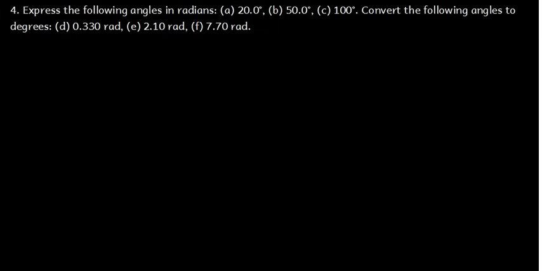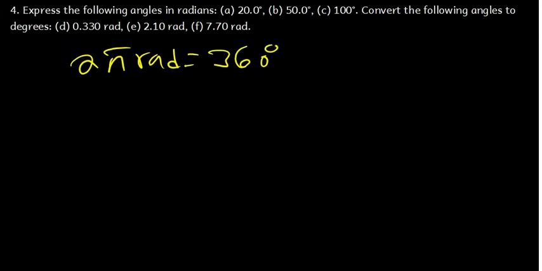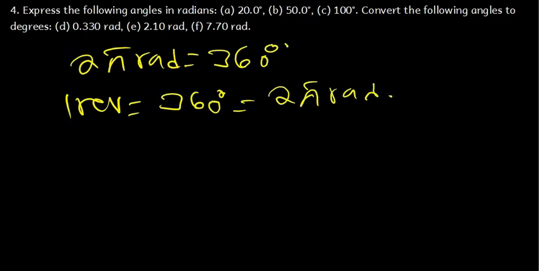So the next question is saying, express the following angles in radians. So we have 20 degrees, so we have to convert this into radians. Now what we have to understand is that 2 pi radians is the same as 360 degrees. In one revolution we have got 360 degrees, then we have 2 pi radians.